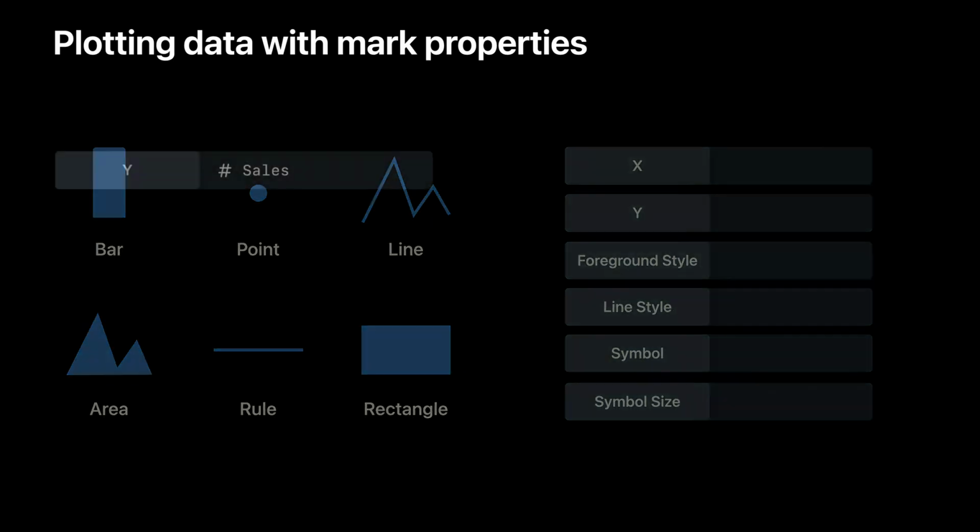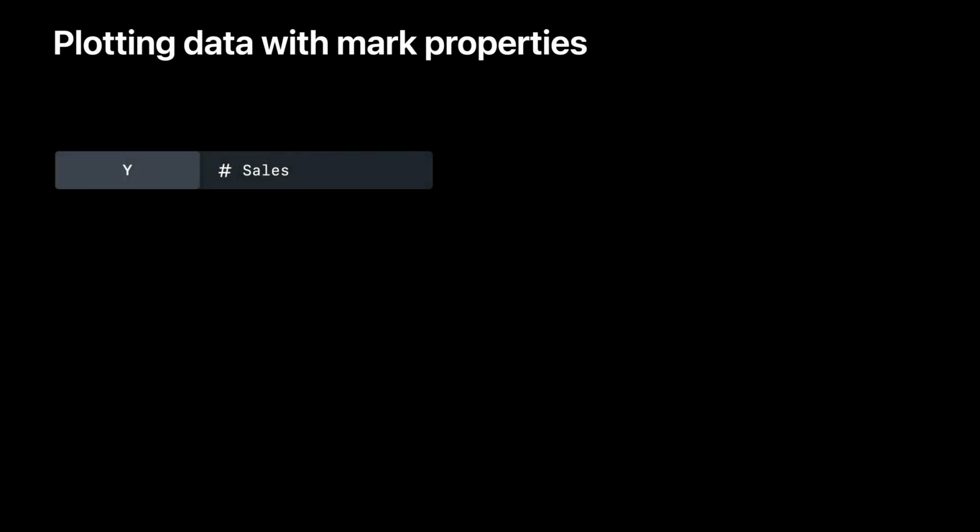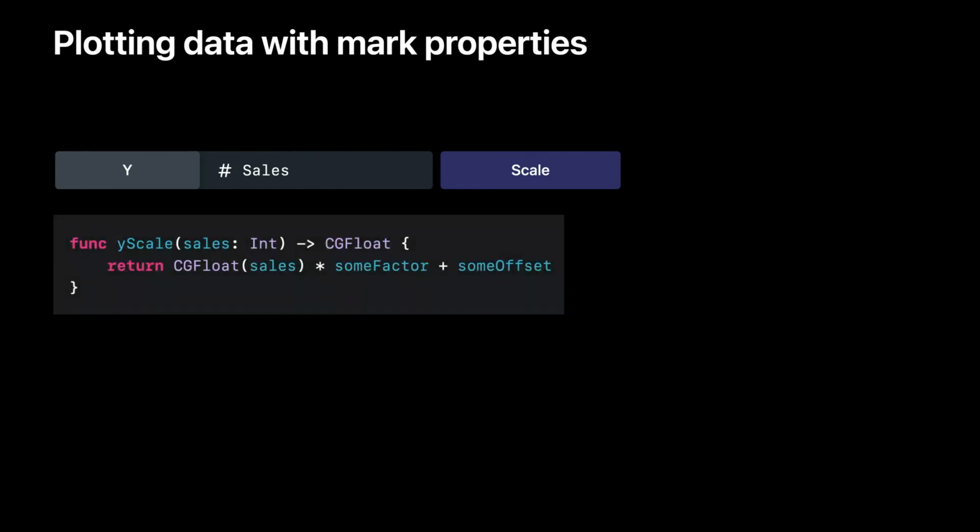When you plot data with a mark property, for example, sales with y, Swift Charts creates a mapping that transforms the abstract data into a proper value of the property. In this case, we transform sales value to y coordinates in screen space. We use the term scale to refer to the mapping from abstract data, like sales, to mark property, like y position. You can think of scale as a function that takes data value and returns a property value.